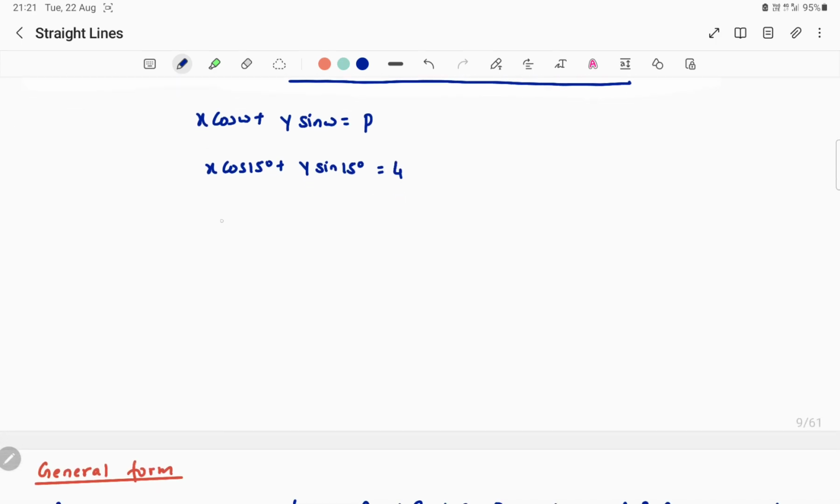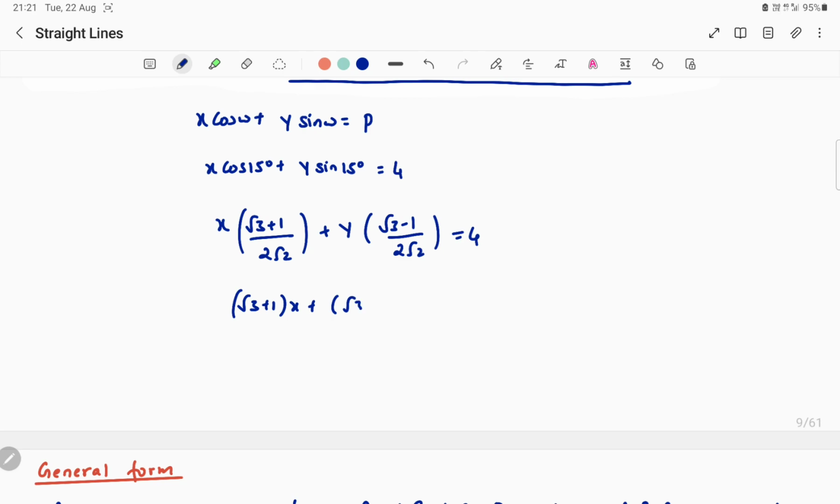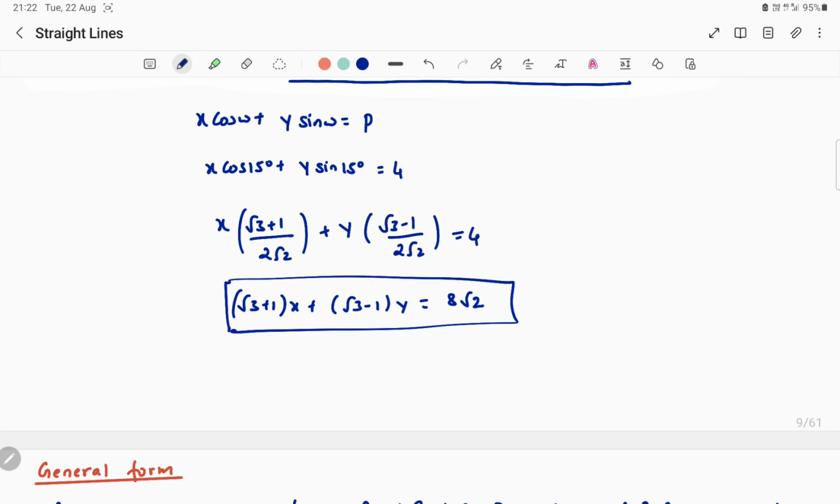What is cos 15? In trigonometry you would have learned it is root 3 plus 1 by 2 root 2, and y into sin 15, which is root 3 minus 1 by 2 root 2, is equal to 4. When you do a little bit of adjustment, it is root 3 plus 1 into x plus root 3 minus 1 into y is equal to 8 root 2. So this is the required line equation.